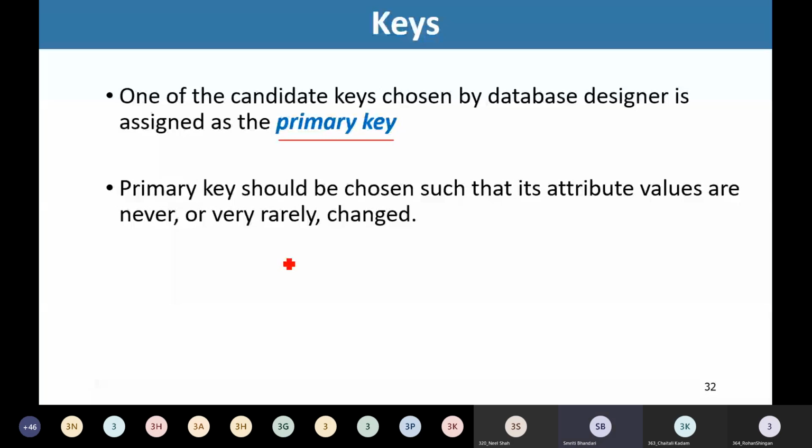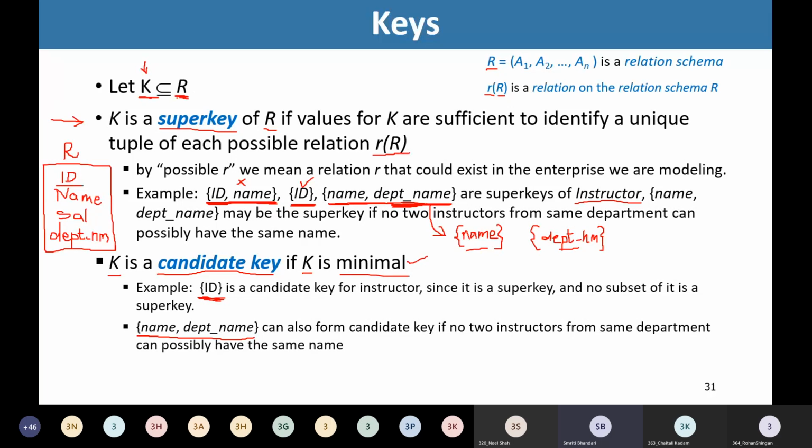The primary key should be chosen such that its attribute values are never or very rarely changed. For example, for instructor we have identified these two candidate keys: ID, and name, department name. One of these now needs to be selected by the database designer as the primary key for my relation instructor. So shall I select ID or name, department name as the primary key? Being a database designer, what will I do?